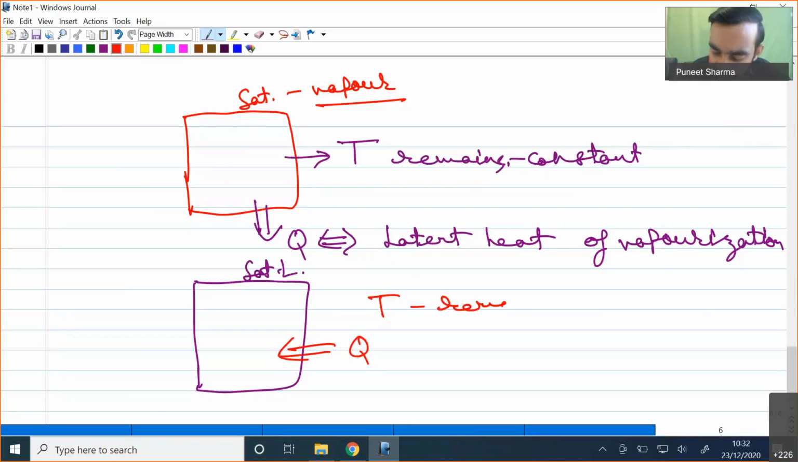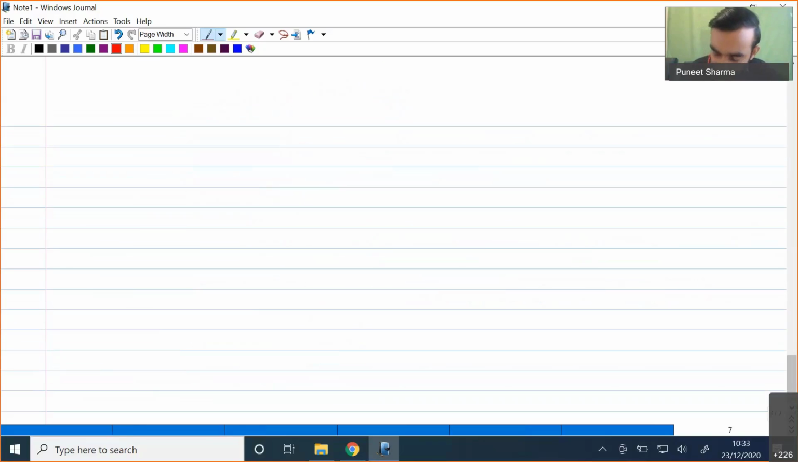So in the two-phase region of a phase change substance, whatever heat we take out or add, if that heat is within the regime of the latent heat of vaporization, then the temperature will remain constant. For that particular limit where the temperature remains constant, we can consider this system as a thermal reservoir. Okay, one additional example I would like to include over here.